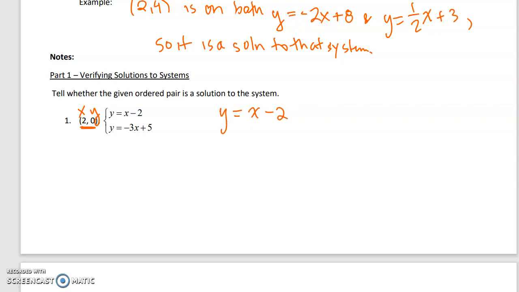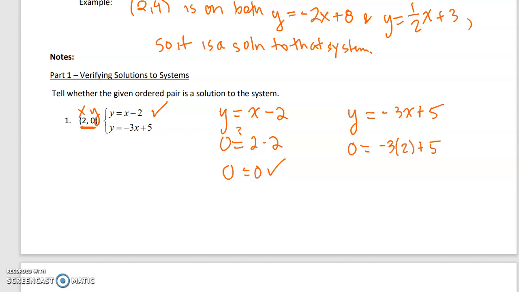So I'm going to take a look at the first one. Is 0 equal to 2 minus 2? Well, 0 equals 0. So (2, 0) is on the first line. Now we have to make sure it's on the second line as well. y equals negative 3x plus 5. Does 0 equal negative 3 times 2 plus 5? No, it is not a solution to this system.